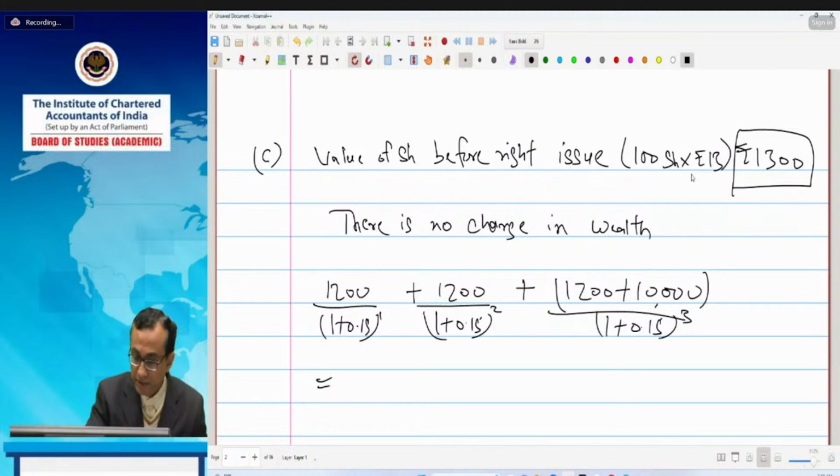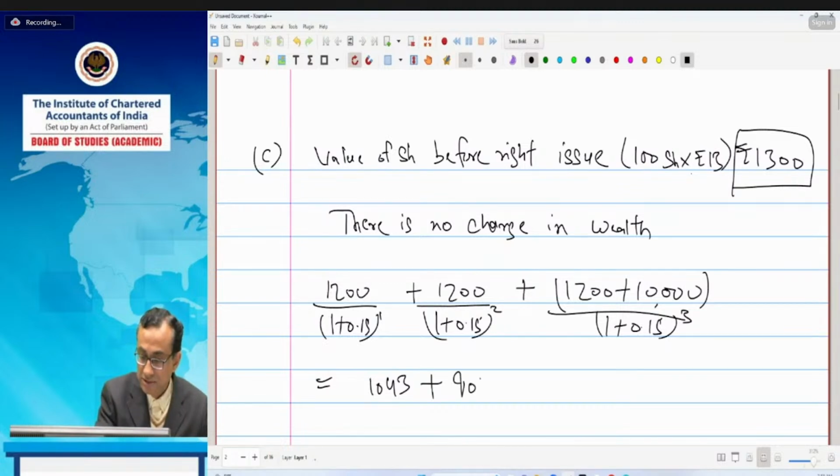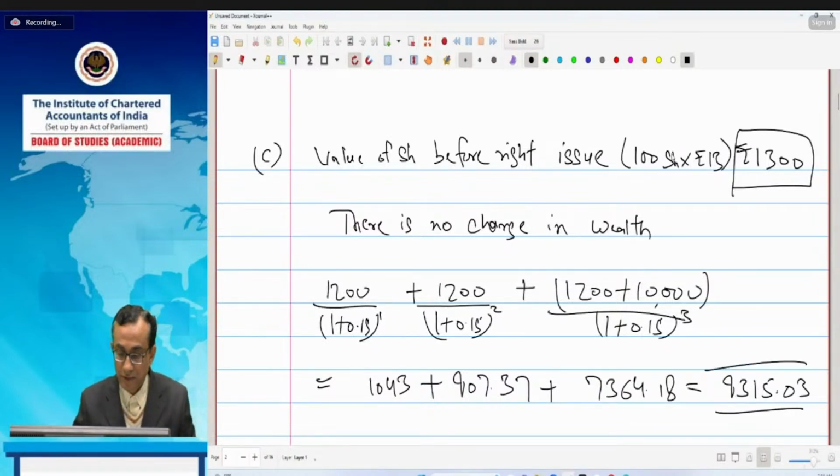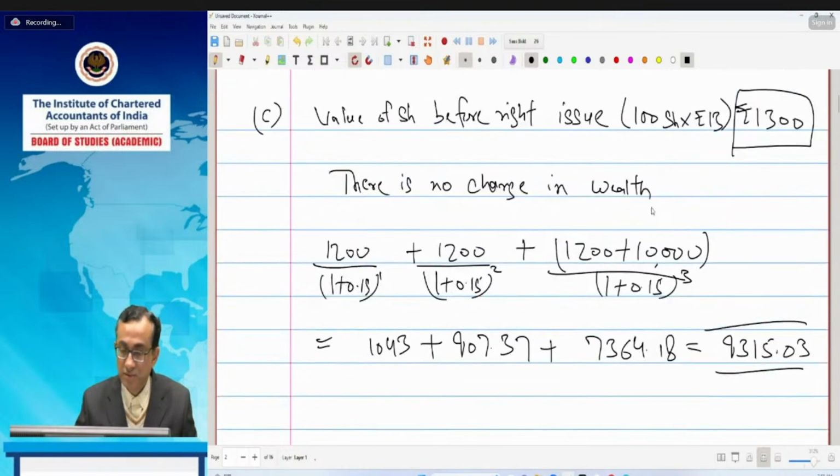So the first value is arrived at 1043, the second value will be 907.37, and plus this 7364.18. So it is coming to 9315.03. Okay. So this is the value in case of valuation of redeemable preference share, a very simple formula.